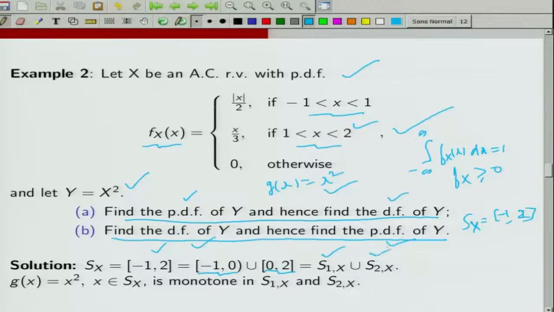Let me call these sets S_1X and S_2X, where S_1X is this set, S_2X is this set. I know that in S_1X it is strictly decreasing, in S_2X it is strictly increasing. So it is strictly monotone in each of these sets S_1X and S_2X. My g(x) is x². So let us move to the next slide.